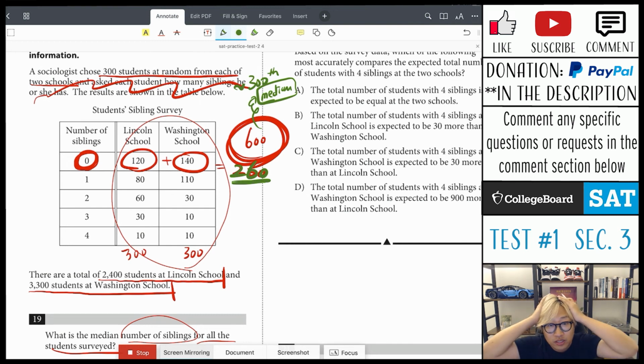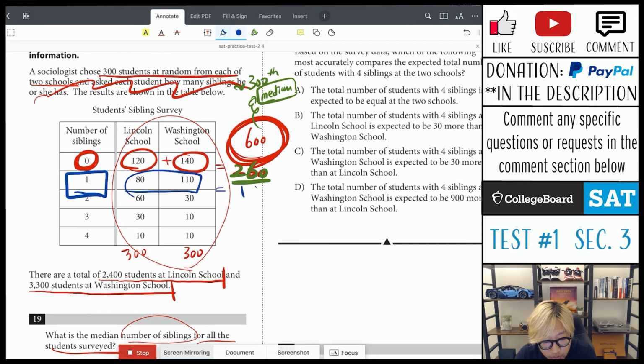Let's go. So we're done with all the kids lined up in the very left corner, all the 260 people who have 0 siblings, but we're not at the median just yet. We gotta go to our 300th guy. Well, let's look at the next part. So we have number of siblings, one sibling. And how many people is that? That's a total of 190.